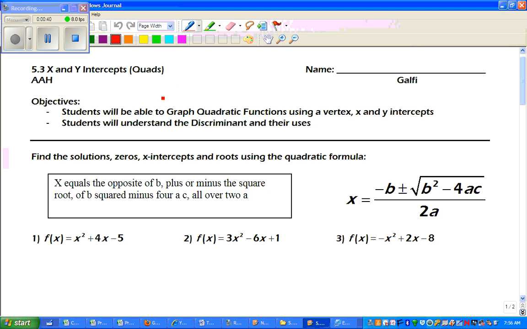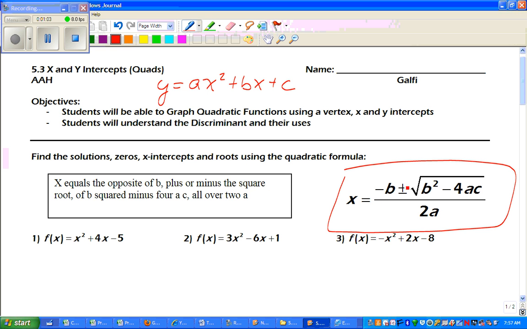A standard form for a quadratic equation is y equals ax squared plus bx plus c. Did we go over this yesterday? Okay. You guys have heard of the quadratic formula before, correct? The quadratic formula is right here. x equals the opposite of b plus or minus the square root of b squared minus 4ac, all over 2a.